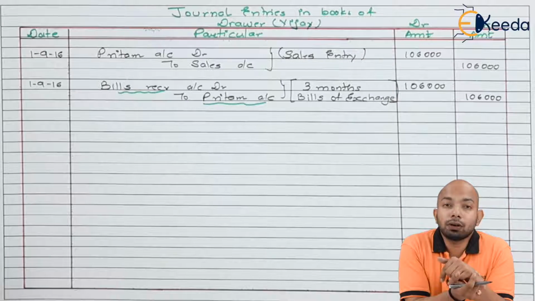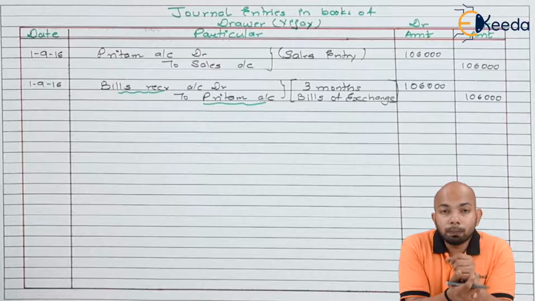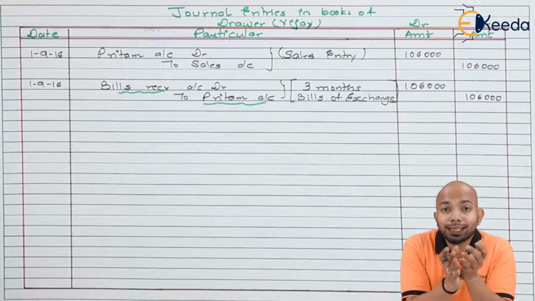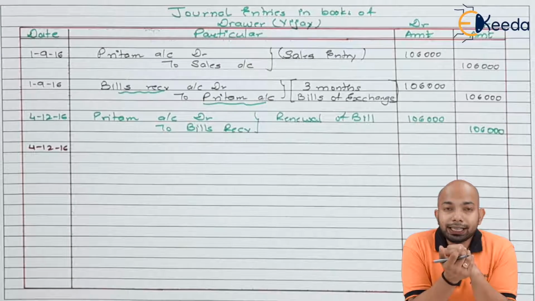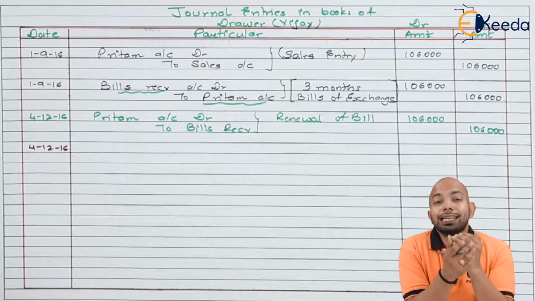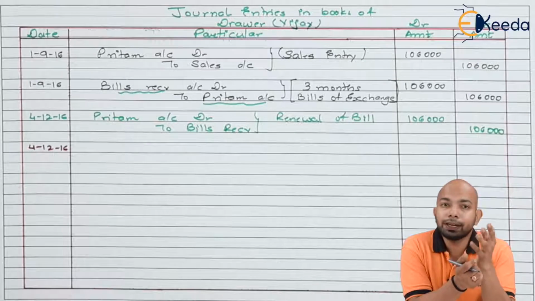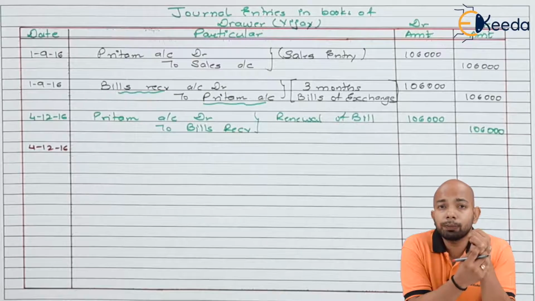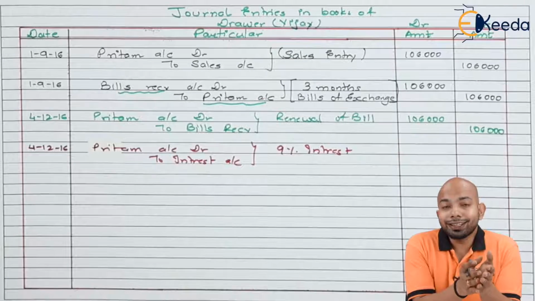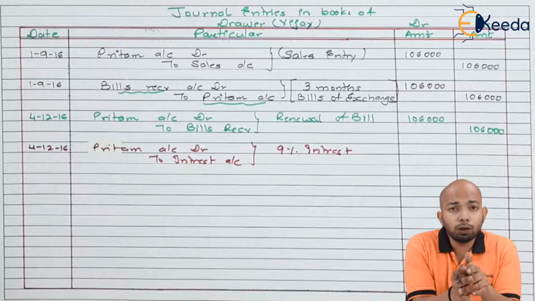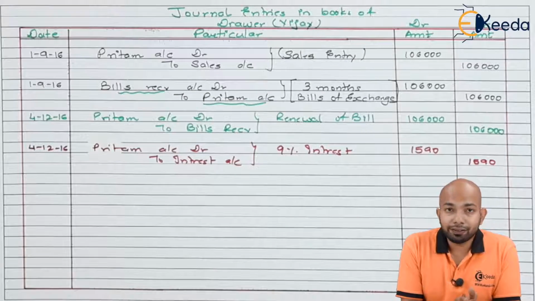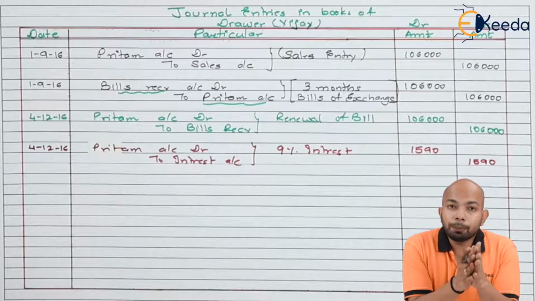Now on 4th of December, the bill was dishonored. That means he requested to renew it, so that entry will be passed. On the same day, we have a 9% interest that is charged to Preetham. This is an income for us, hence interest will be credited, and Preetham is the person who is paying it, hence Preetham will be debited. So let's pass that interest due entry first. Now 9% interest has to be calculated on 1,06,000 for 2 months. The amount comes to 1590. Now a new bill will be prepared.